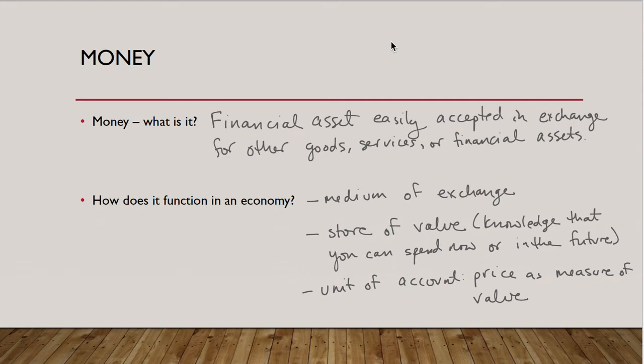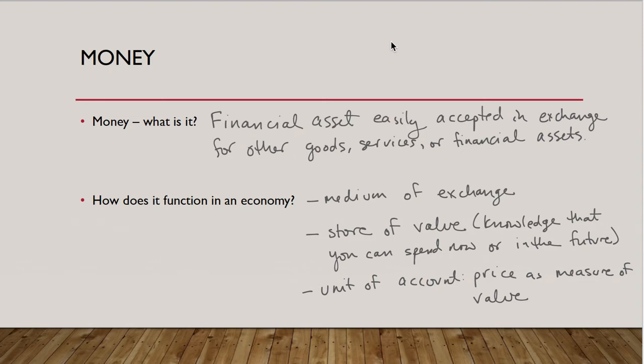Well, what is money in the first place? The textbook definition of money is that it's a financial asset that is easily accepted in exchange for other goods, services, or financial assets. Well, how does it function in an economy? First, it serves as a medium of exchange. Having money allows people to exchange money for goods and services rather than engaging in barter.